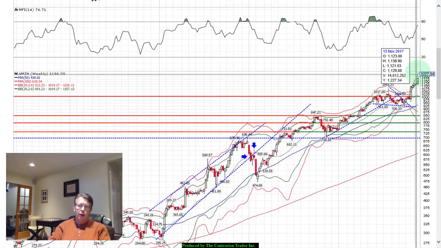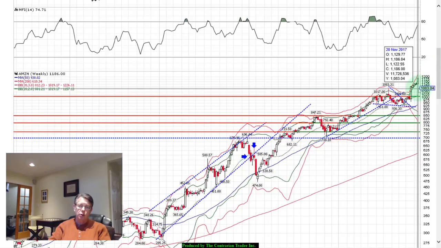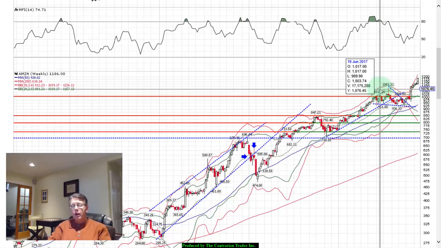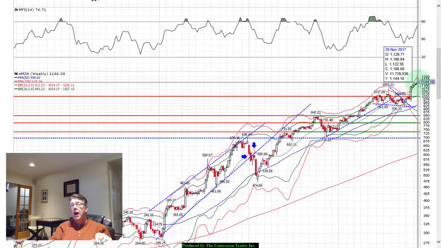Our proximity to the 3rd standard deviation Bollinger Band and the 2 standard deviation Bollinger Band is definitely a concern. Our seasonality for Amazon for the month of November since 2013 is that it trades up for the month of November 80% of the times, but for the month of December only 50% of the time. So keep that in mind if you're thinking about opening up a position on Amazon right now.